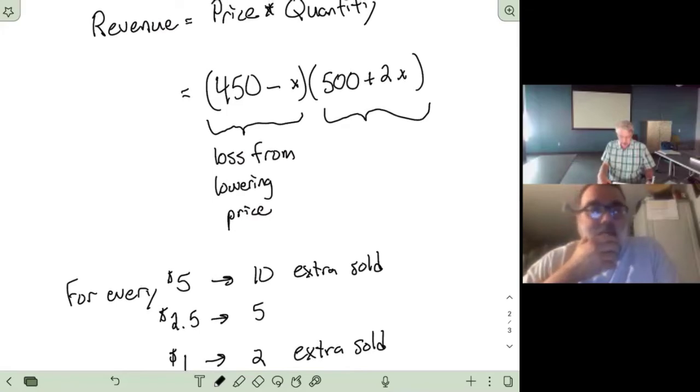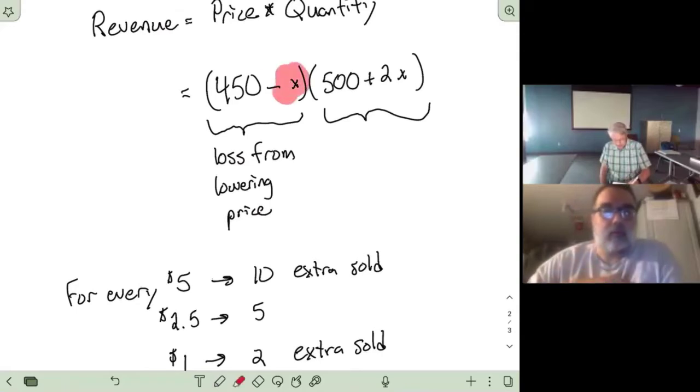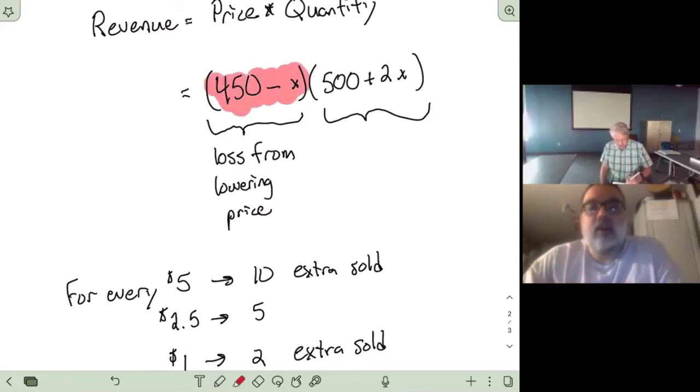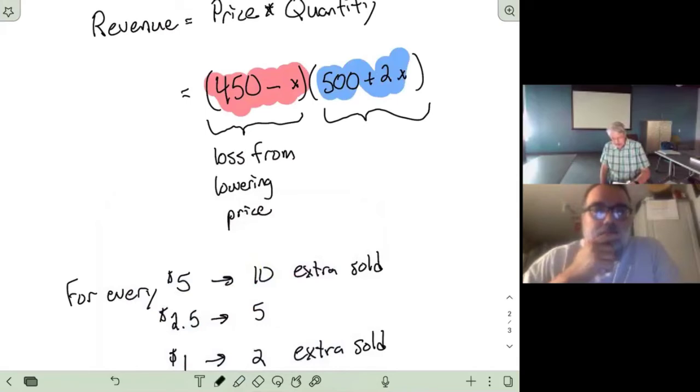So all right, when we look at this then, this is the red part over here. That's kind of our loss that's going on. And then this is the gain right there. So that's the gain from extra units.